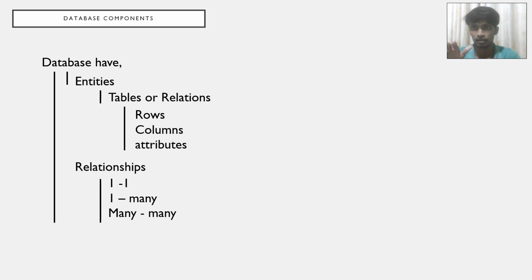So up until now, you should know what an entity means, what table and relation mean, and that rows, columns and attributes are the components of a table or relation. And there is also a term called relationship, which has one-to-one, one-to-many and many-to-many variations, and I will explain more about relationships later.